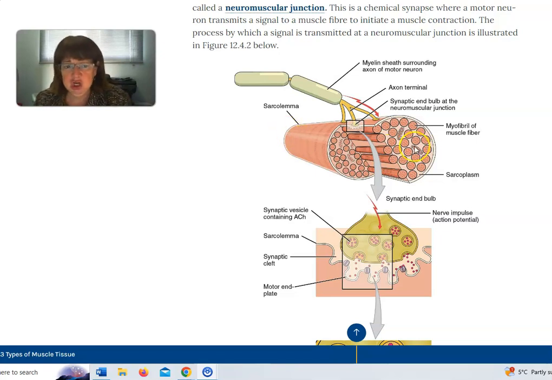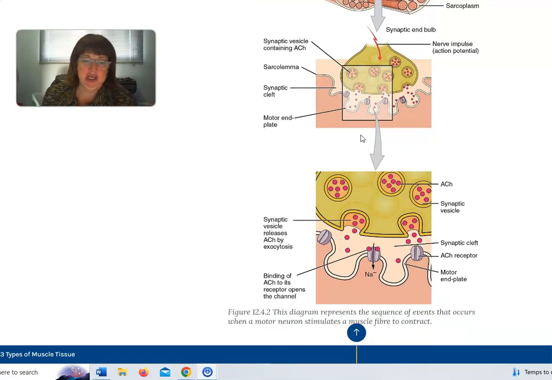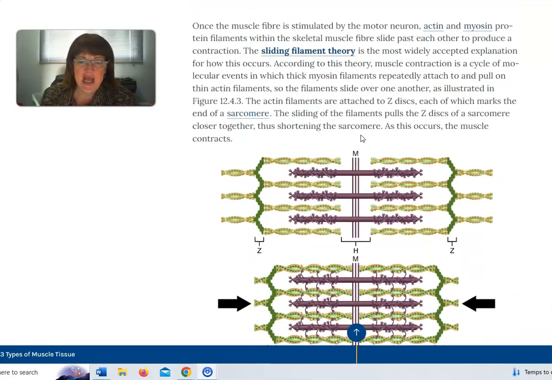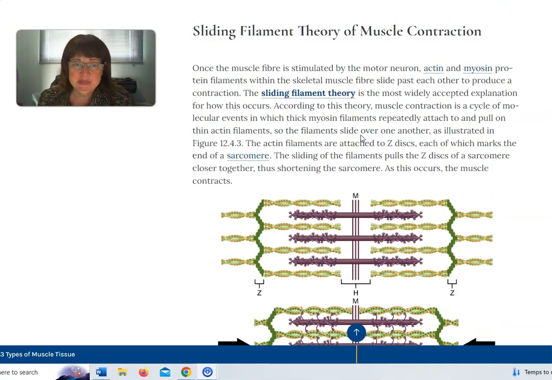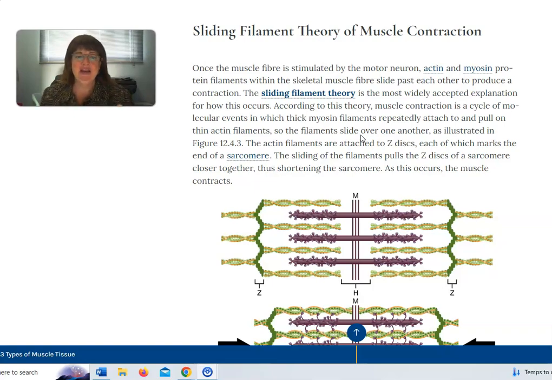Now, there are a lot of terms that go with those, and each one of those stringy fibers is actually a muscle fiber, and each muscle fiber must be innervated by a nerve. We will talk about how the nerve stimulates it later on. It's something called a neuromuscular junction. But what actually causes the muscles to contract is something called the sliding filament theory.